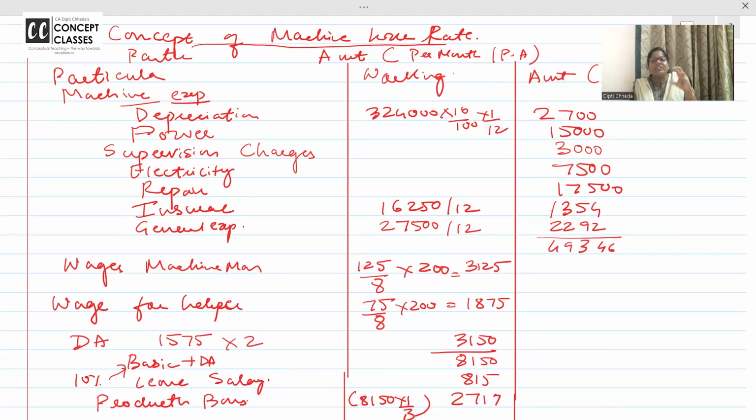Are they giving you machine hours for 4 weeks? Make it for a month. Are they giving you machine hours annual? Then take all the expenses also annual. If some expense is given monthly, multiply by 12.